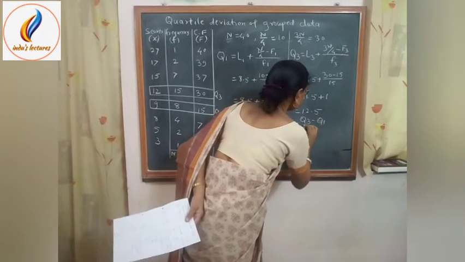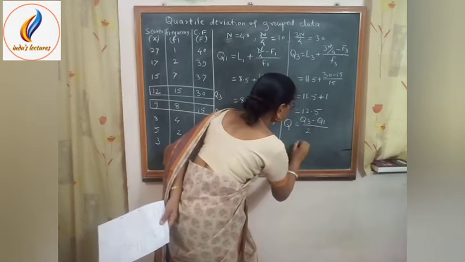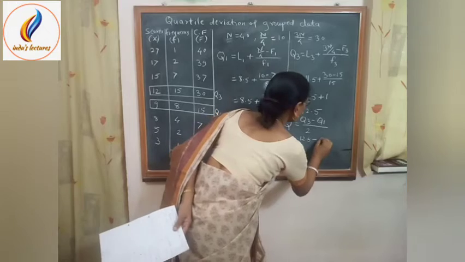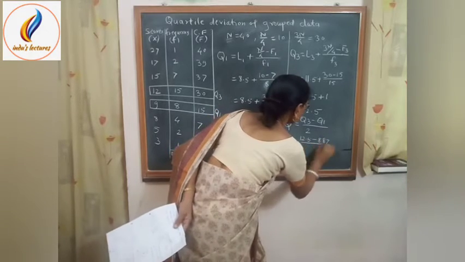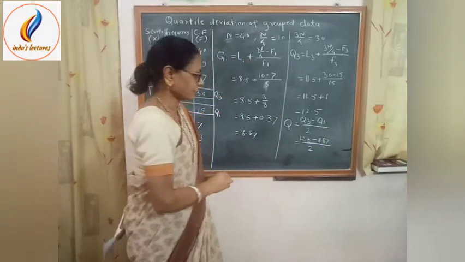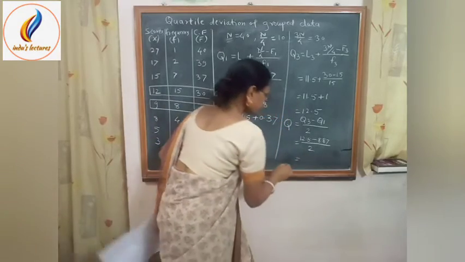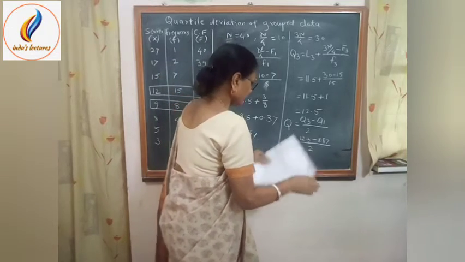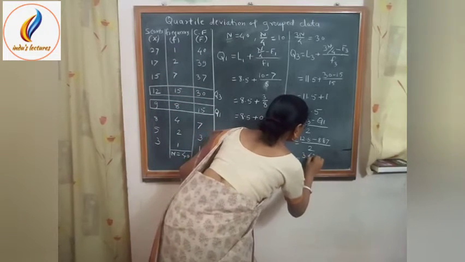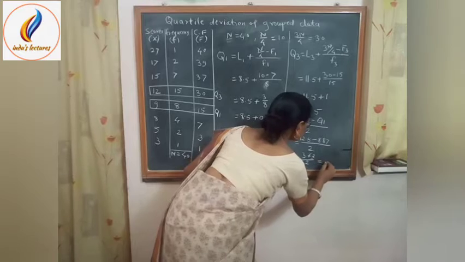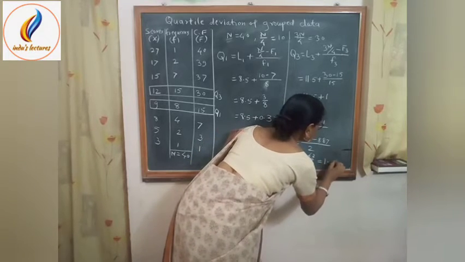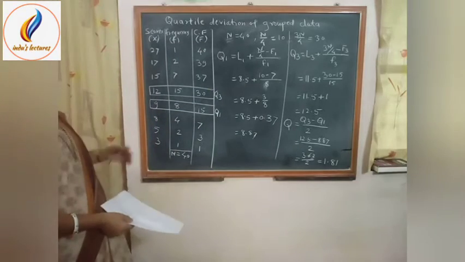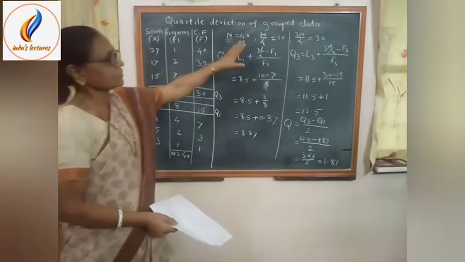minus Q1 upon 2. That means which is equal to 12.5 minus 8.87 divided by 2, and which is equal to, the difference is 3.63 upon 2. That means which is equal to 1.81. In this way we have calculated the quartile deviation of group data.